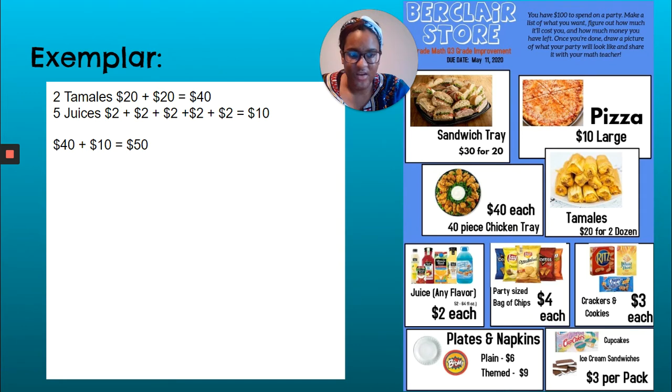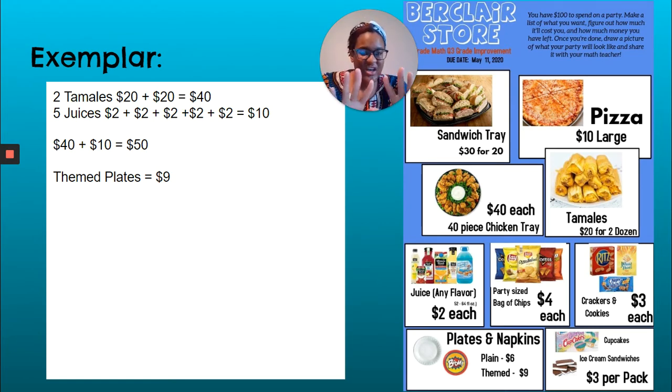So I have to think of what else that I want at my party. So let's see, what else do I want at my party? I think that I want some theme plates, and my theme plates cost $9. So if I want theme plates and they are $9, then I have $50, and then I can just add on. Now I can use my fingers as ones if I want to, or I can just draw more circles. So if I count on from 50, 51, 52, 53, 54, 55, 56, 57, 58, 59. So I know that right now I spent $59 and I have $100. So that means I can buy some more things.